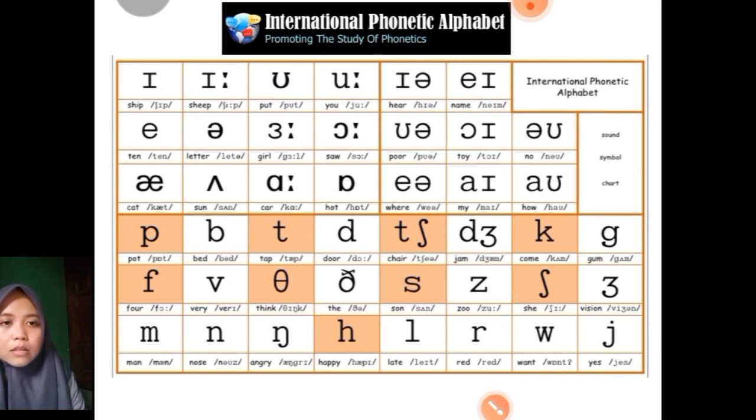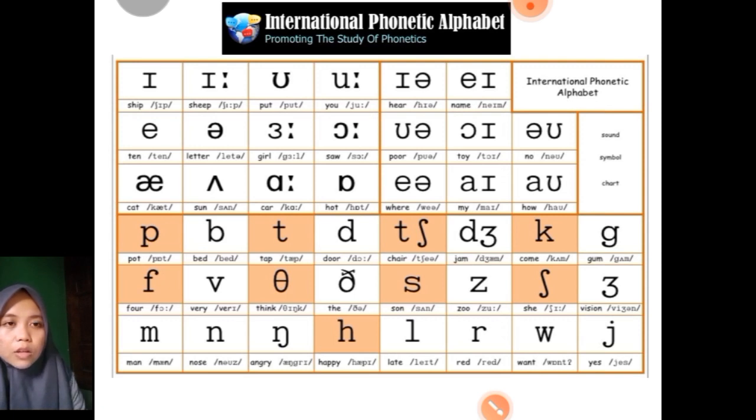And then is the z sound. Z is a voiced coronal fricative consonant, and the word for it is zoo. And then is the sh sound. Sh is a voiceless coronal fricative consonant, and the word for it is she.